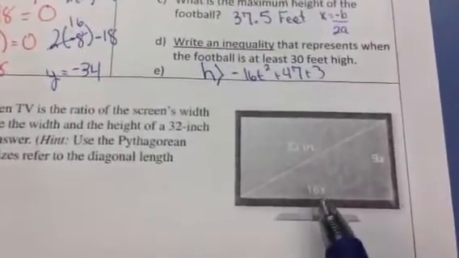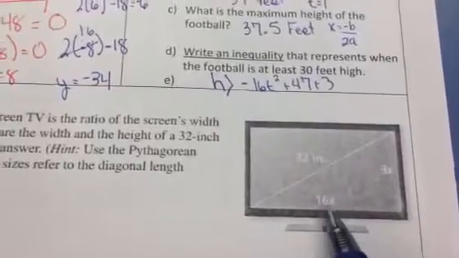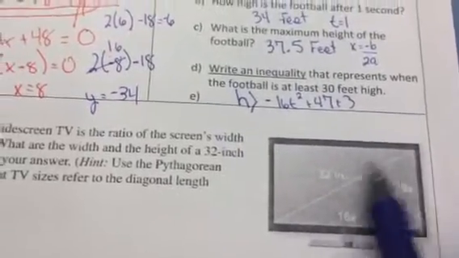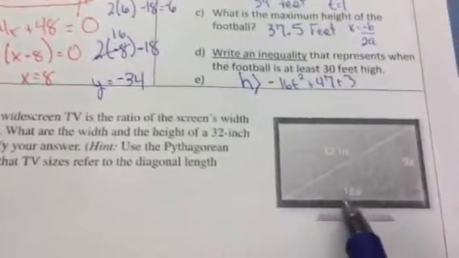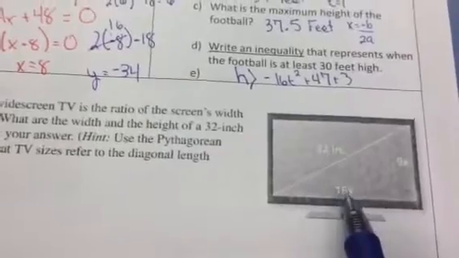So what they've done is they've already put this in here, and the width and the height, and then here's that. When they measure the TV, they measure from diagonal to diagonal. So I just have to figure out the actual width and height. So I'm going to use Pythagorean theorem.